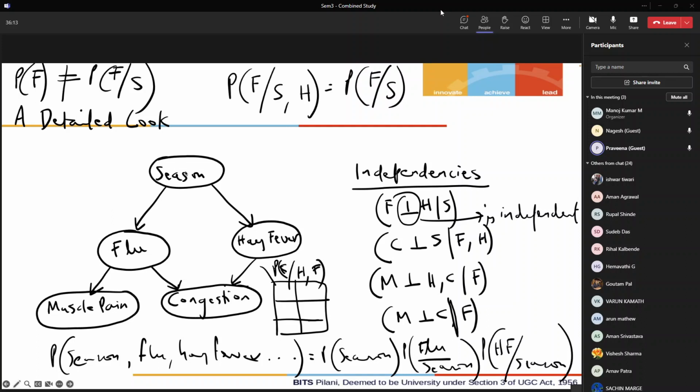Probability of S comma F comma H comma M comma C. Wait, let me just take the book. Season, flu.